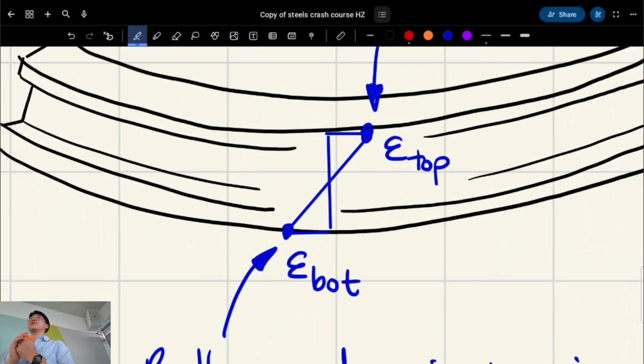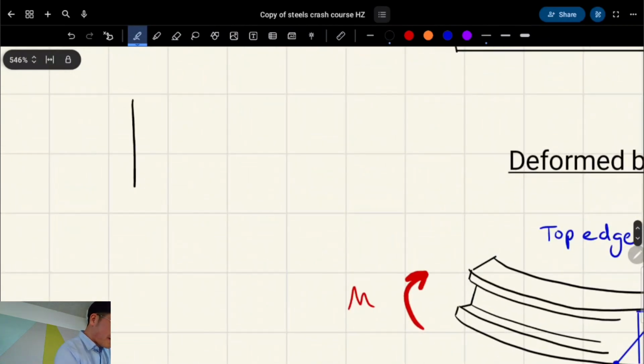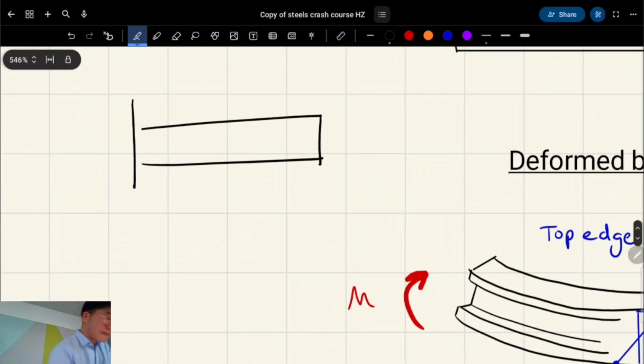Which is called, yeah. And the bottom is, yeah, in this specific case. So this is a simply supported beam or something. What happens if we have a cantilever element like this, right?